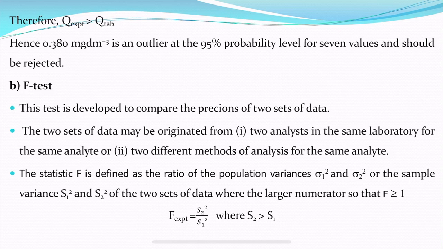The two sets of data may originate from two analysts in the same laboratory for the same analyte, or from two different methods of analysis for the same analyte. So these are the two different ways the sets of data may originate; that is, the method is the same but the analysts are different.